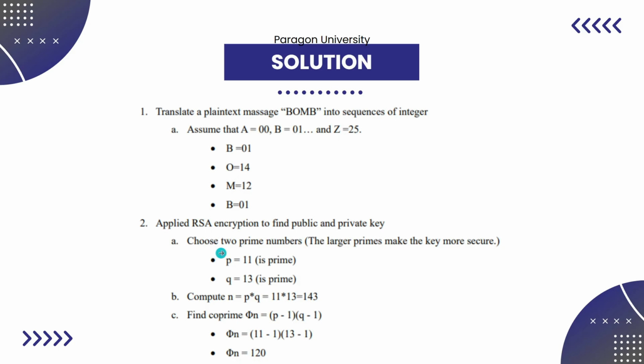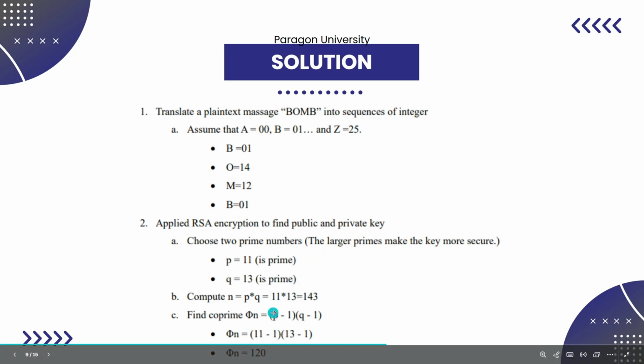To find the private and public key, the first step is to choose two prime numbers. You can choose them as large as you can. But I choose small ones because it's easier to explain. So we choose two prime numbers, p equals 11 and q equals 13. And why are they prime? We can apply the fundamental theorem of arithmetic to verify this.